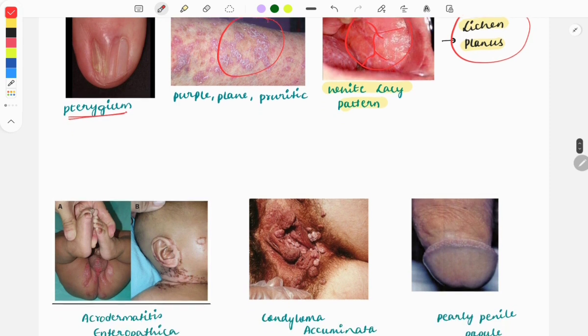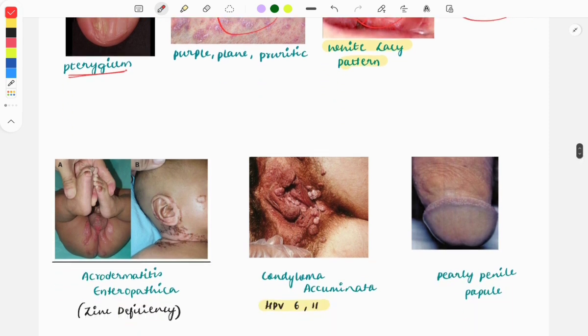Then let's see a few other important images, like this image. As you can appreciate here, it is due to zinc deficiency, acrodermatitis enteropathica. There is dermatitis, involvement of the genital area, and here also there is dermatitis. Acrodermatitis enteropathica is a very important topic, and usually image based questions are asked along with relation to biochemistry.